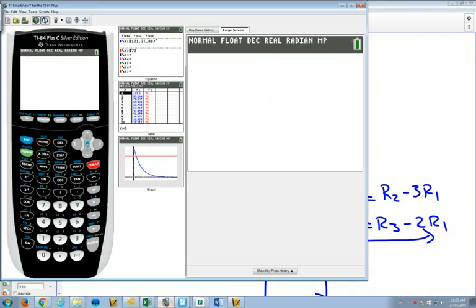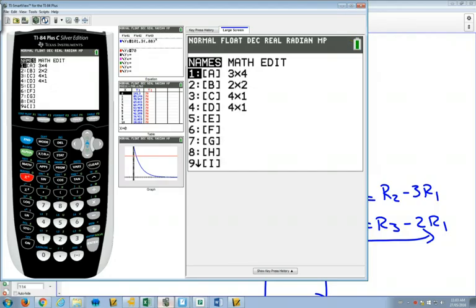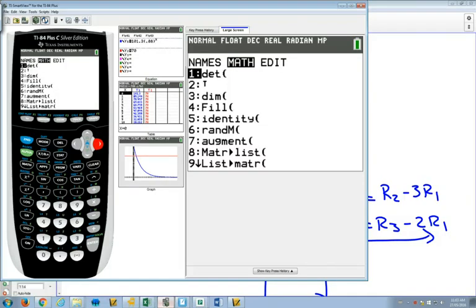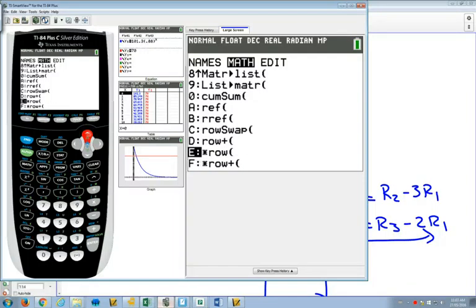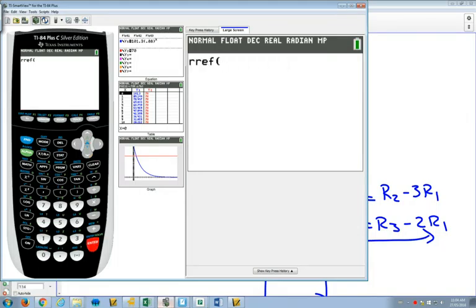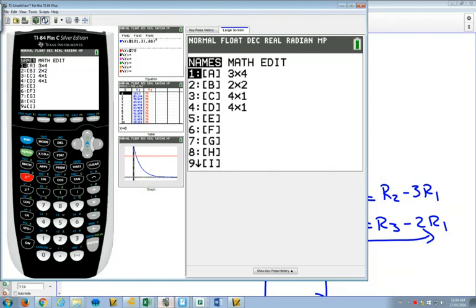what we can do is we can go to our matrices again and go over to math, and there's a bunch of things that we can determine. If you scroll all the way to the bottom to letter B, one of them will be RREF, which is the reduced row echelon form. There's also the reduced echelon form, which just gives you the zeros in the bottom left-hand corner. But if you're going to use your calculator, may as well go to the reduced row echelon form. And then we can enter in matrix A into there.